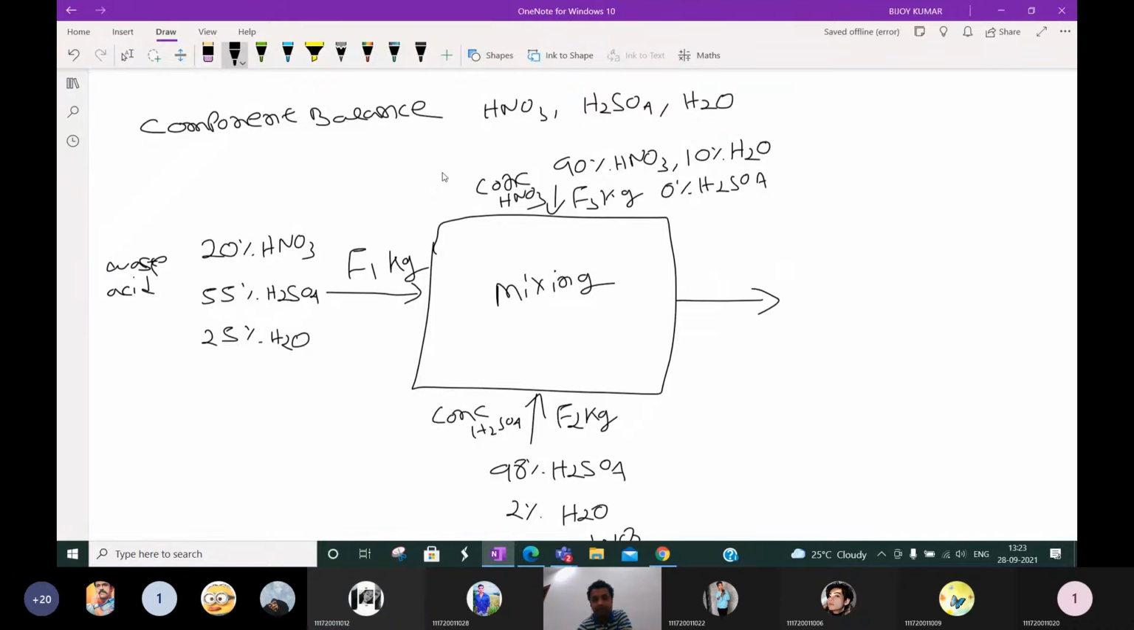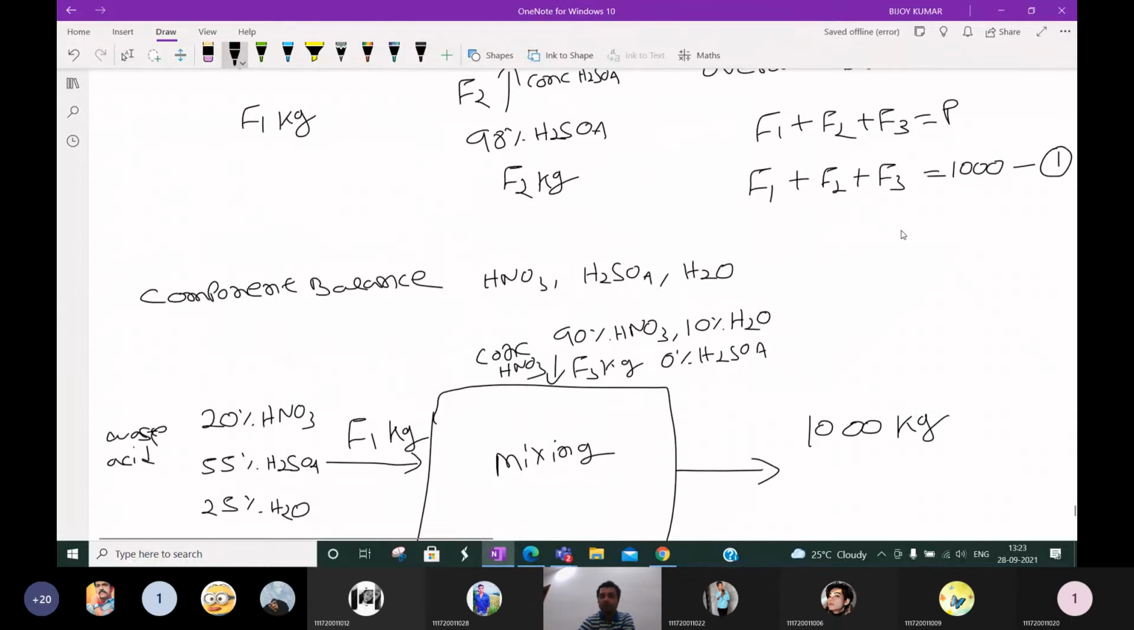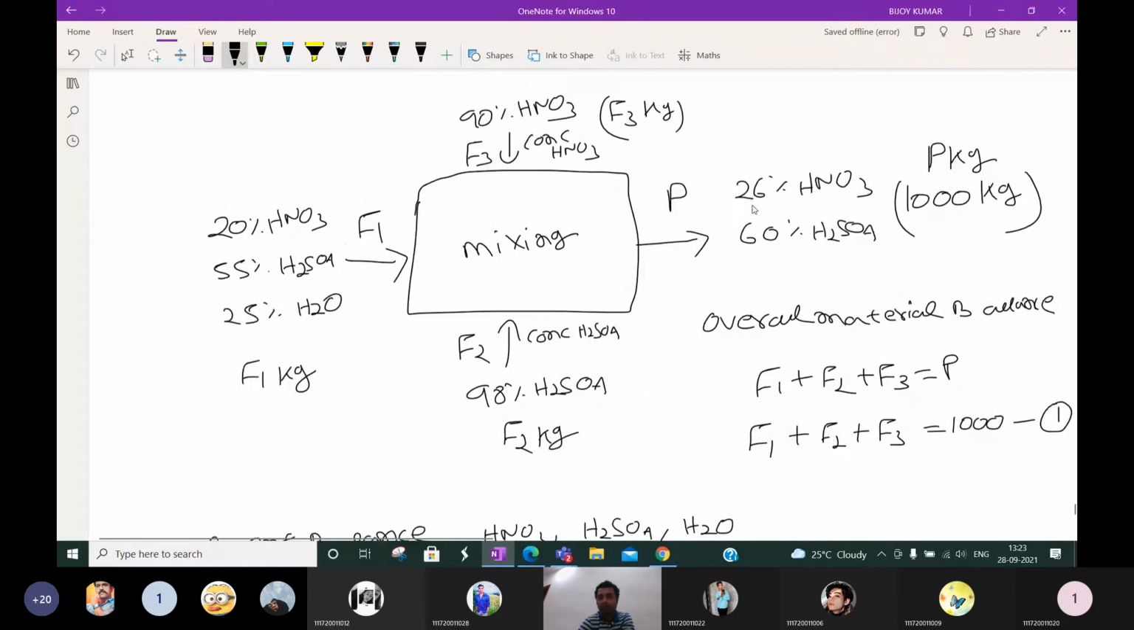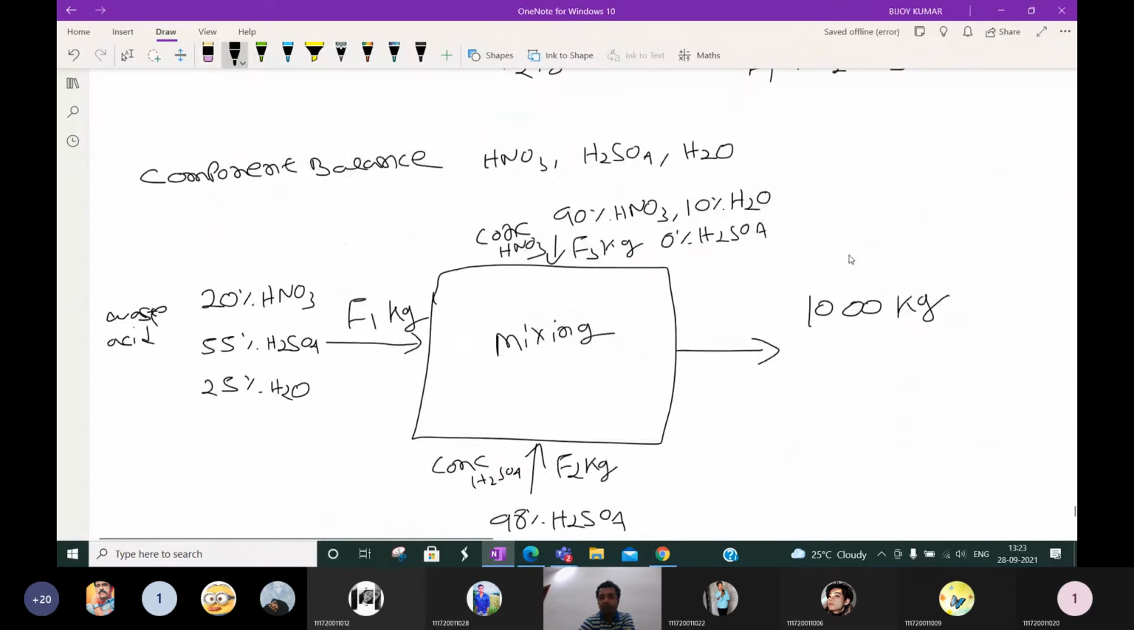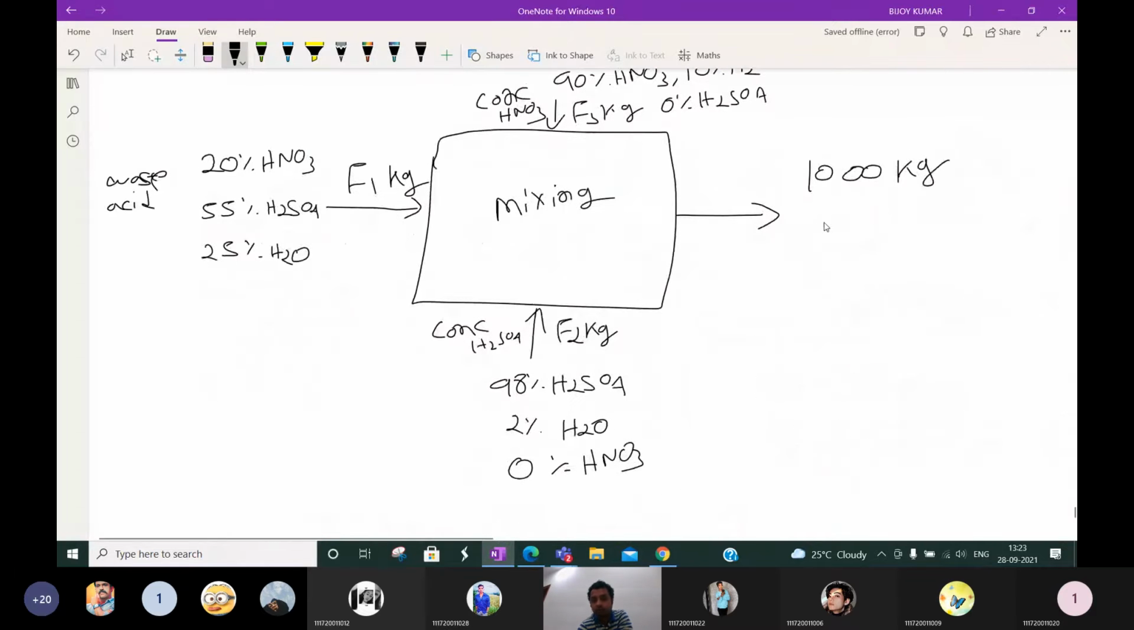Then what about the product? After mixing these things, we got a product that is 1000 kg. In the 1000 kg, 26% is HNO3 and 60% is H2SO4. So 26 plus 60, how much? This is 86%. So what about the remaining 14%?